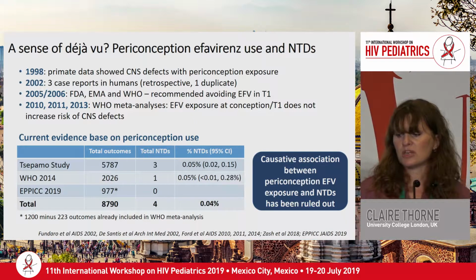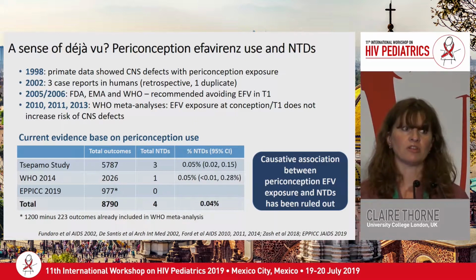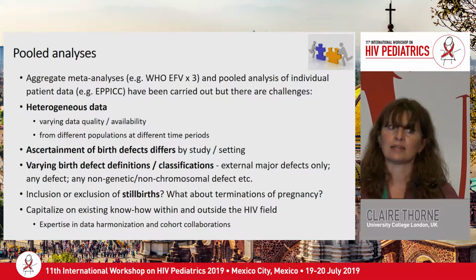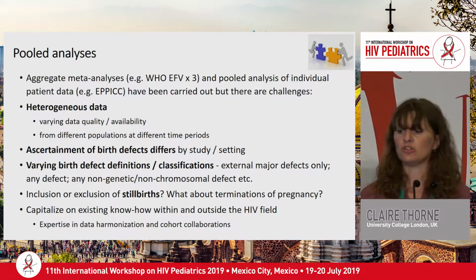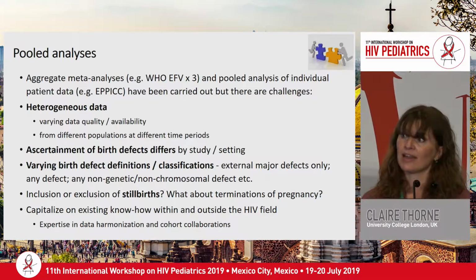So a causative association has now been ruled out sometime after the initial signal. So just a word on pooled analyses and whether or not we can and should do these. Well, obviously they have been done before, whether aggregate meta-analyses or individual patient data meta-analyses, but there are challenges in doing this. The main one being the heterogeneous data. We have varying data quality and availability from different populations at different time periods.